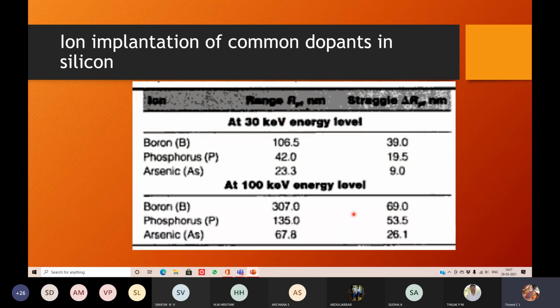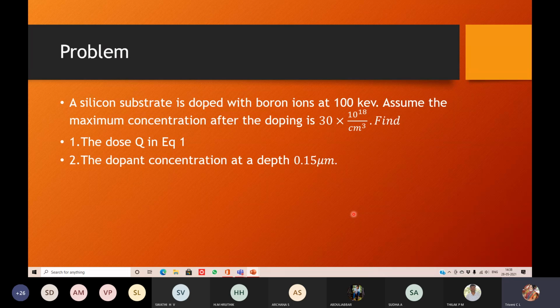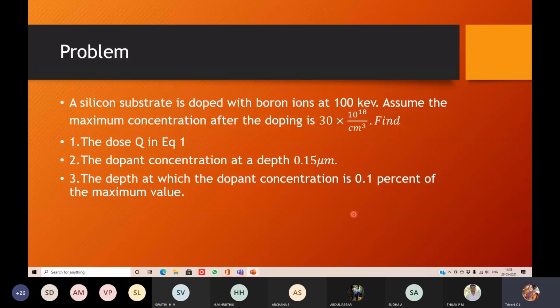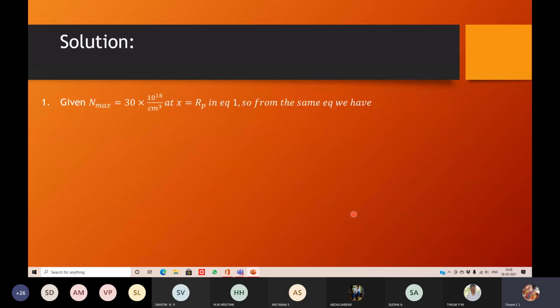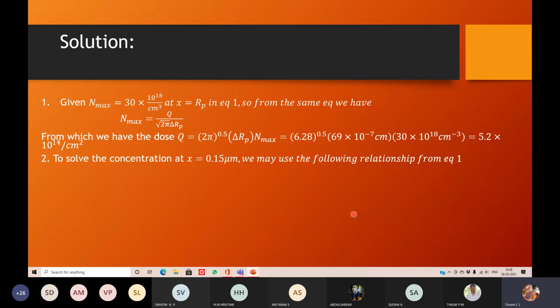So this one we had taken, which is required for the problem here. We had taken the problem in the previous class: how to calculate the dopant concentration in the silicon substrate. What is the value of Q, and the dopant concentration at a depth of x equal to 0.15 micrometer, how much is it? And if you take this concentration at 0.1% of the maximum value, what is its value? Later we solved this in the previous class, and we had obtained till here.